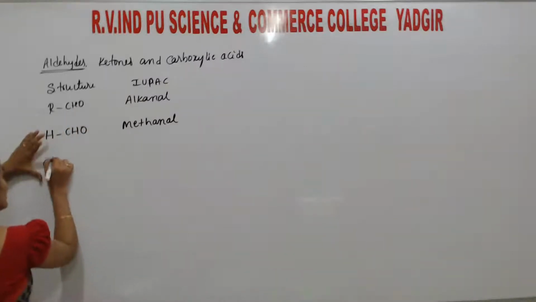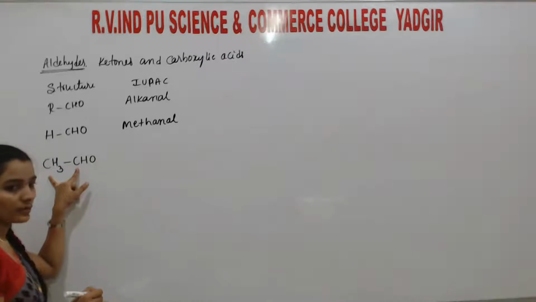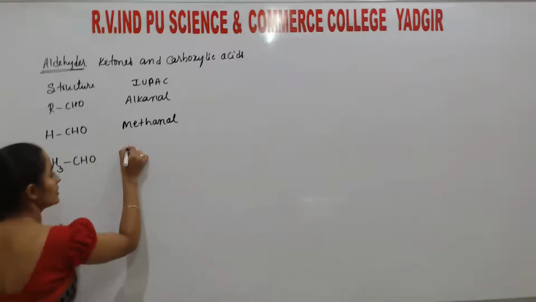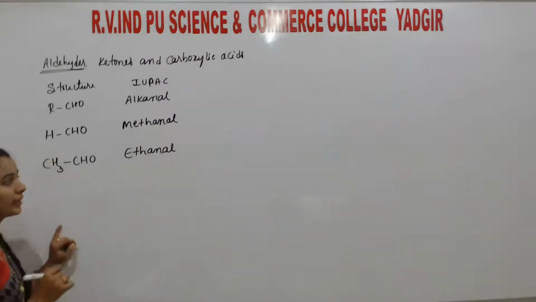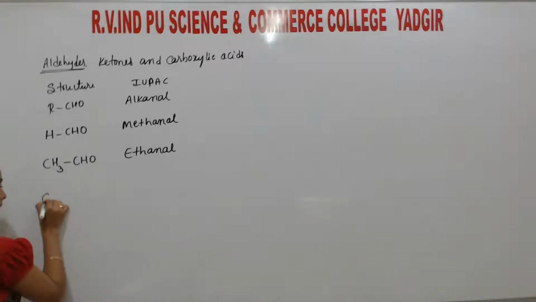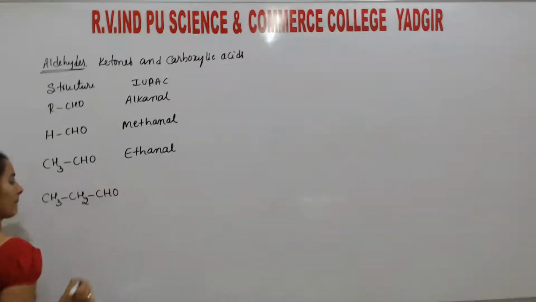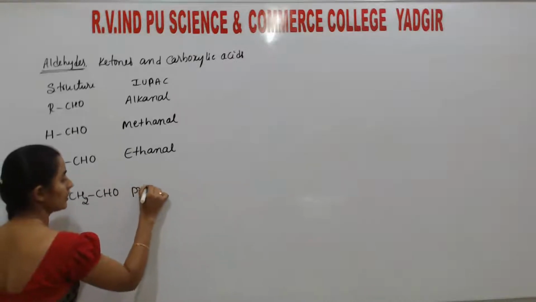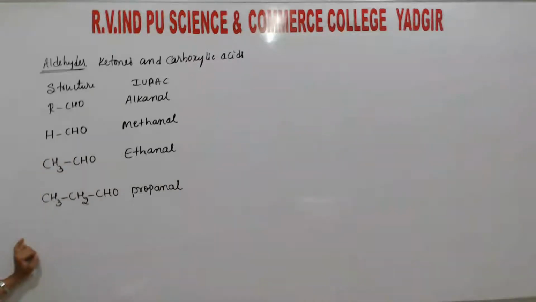Okay, next CH3, CHO. So in these, two carbon atoms are there including the functional group. Then two carbon atoms means ethane. The last E is replaced by this aldehyde group, that is ethanal. Okay, next. Now, three carbon atoms, that is propanal. Okay.